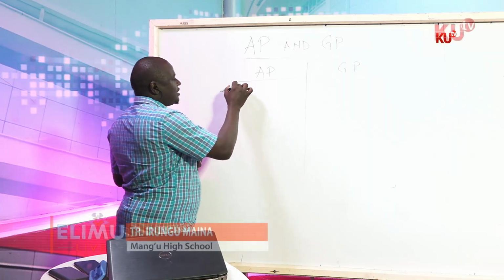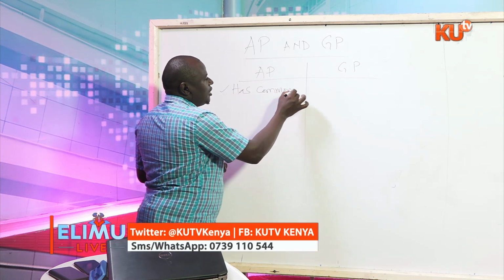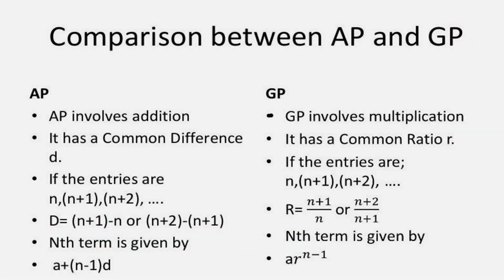AP has a common difference, normally called D. GP has a common ratio R.